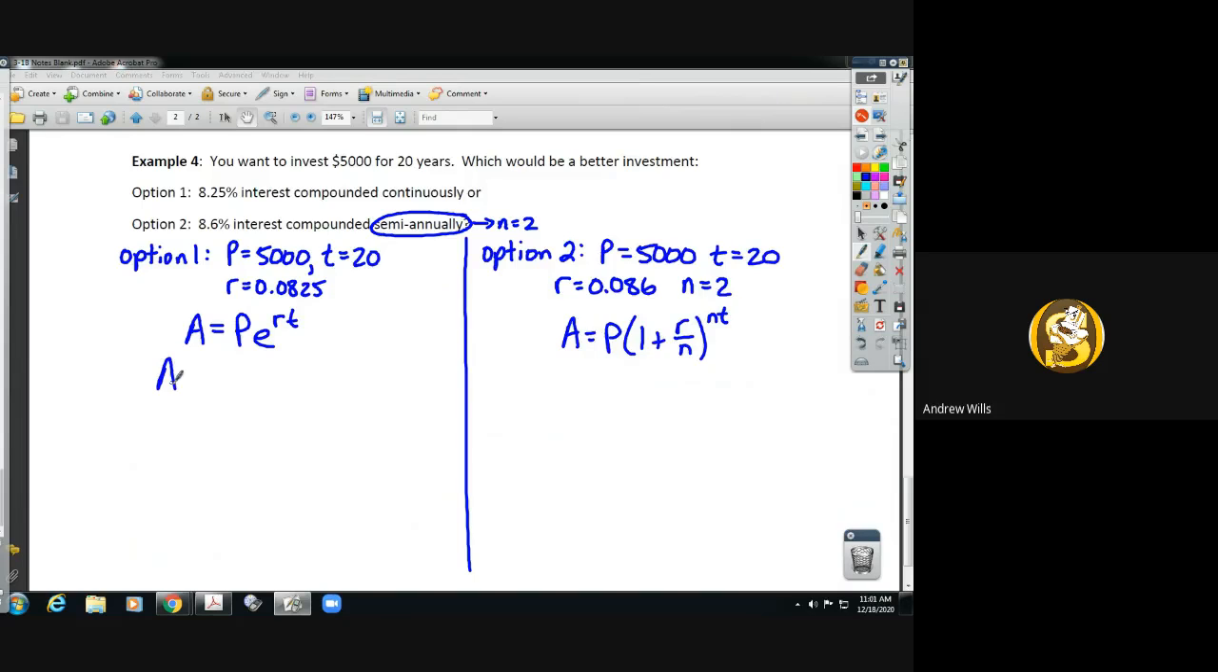So for the continuous, we would have 5,000 times e to the 0.0825 times 20th power. Again, we feed that to the calculator. We type in 5,000, hit second ln to get the e to the power. Type in that decimal times 20. That would result in a balance of $26,034 and approximately, rounded off to the nearest cent, 90 cents.